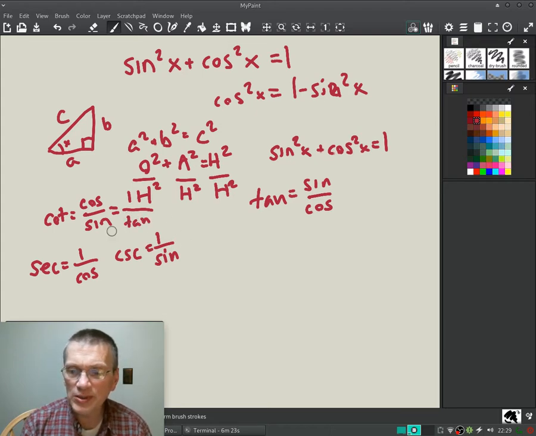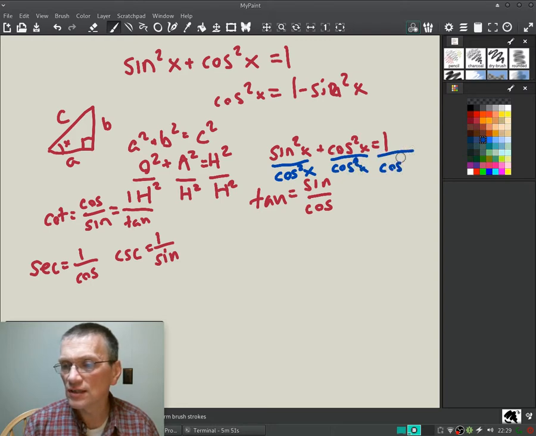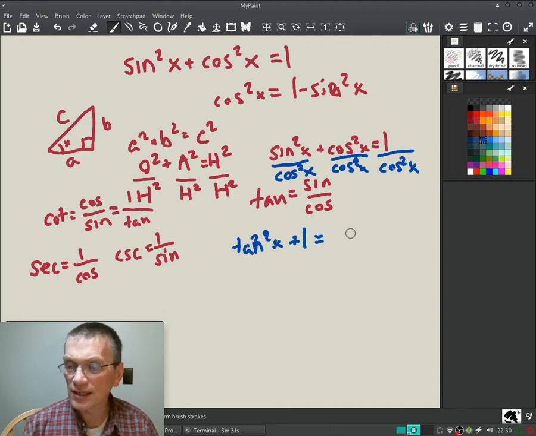Alright, so these things are the new building blocks we're going to be playing with and building equations with. So tangent equals sine over cosine. What if we take this equation and we divide everything by cosine squared of x? I'm going to do it in one step. So what happens here, sine squared x over cosine squared x, that's tangent squared x. Cosine squared over cosine squared x is 1. And 1 over cosine squared x is going to be secant squared x.